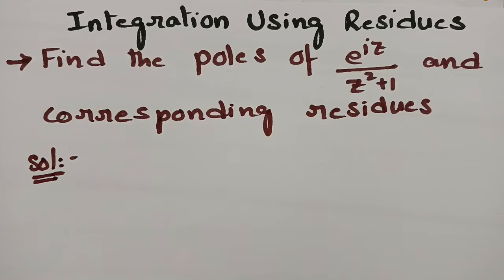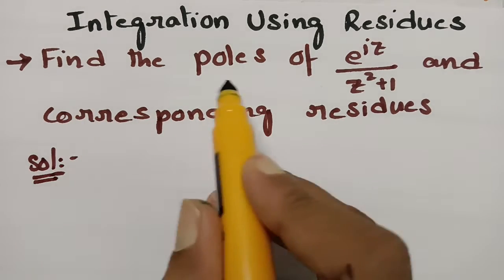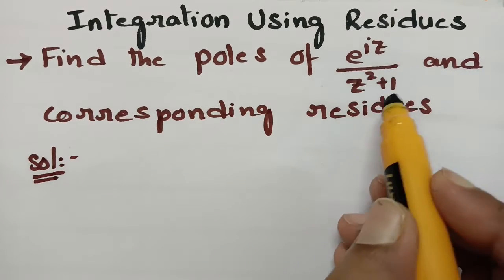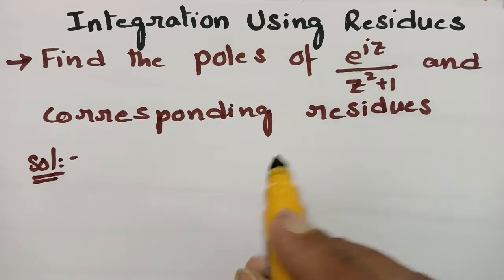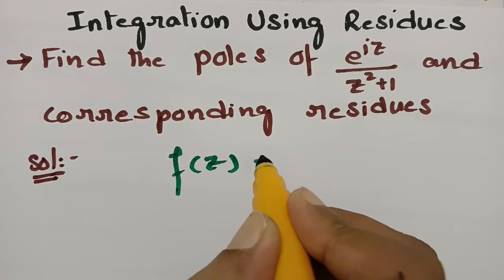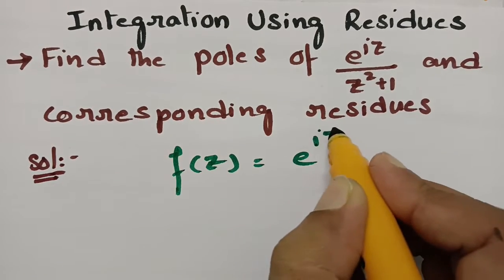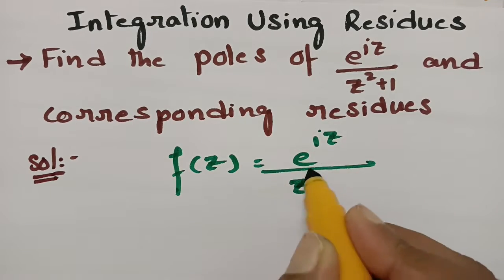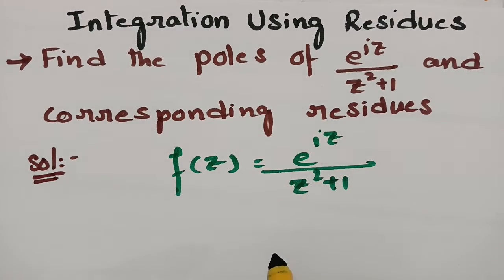Today's video is on integration using residues. In today's video, we are going to find the poles of e power iz by z square plus 1 and the corresponding residues. From the question, our f of z is given as e power iz by z square plus 1. Now we have to find the poles for this given function.